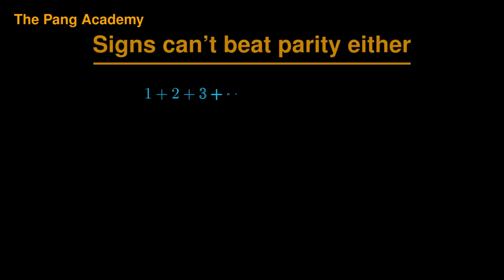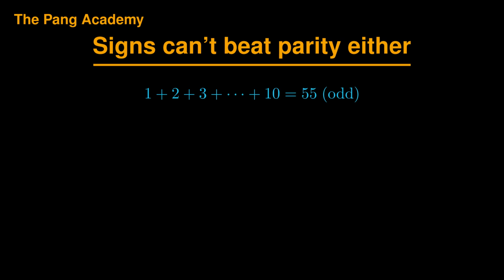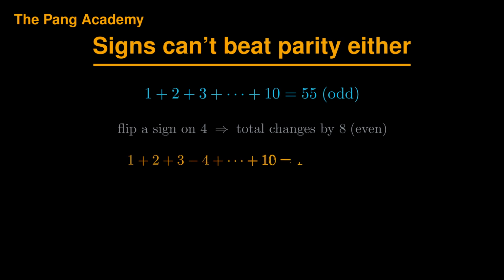One more. Put a plus or a minus in front of each number from 1 to 10. Can the result ever be 0? Start with all pluses, that's 55, odd. Now flip one sign, say the 4. That doesn't change the total by 4, it changes it by 8, twice the 4, an even jump.